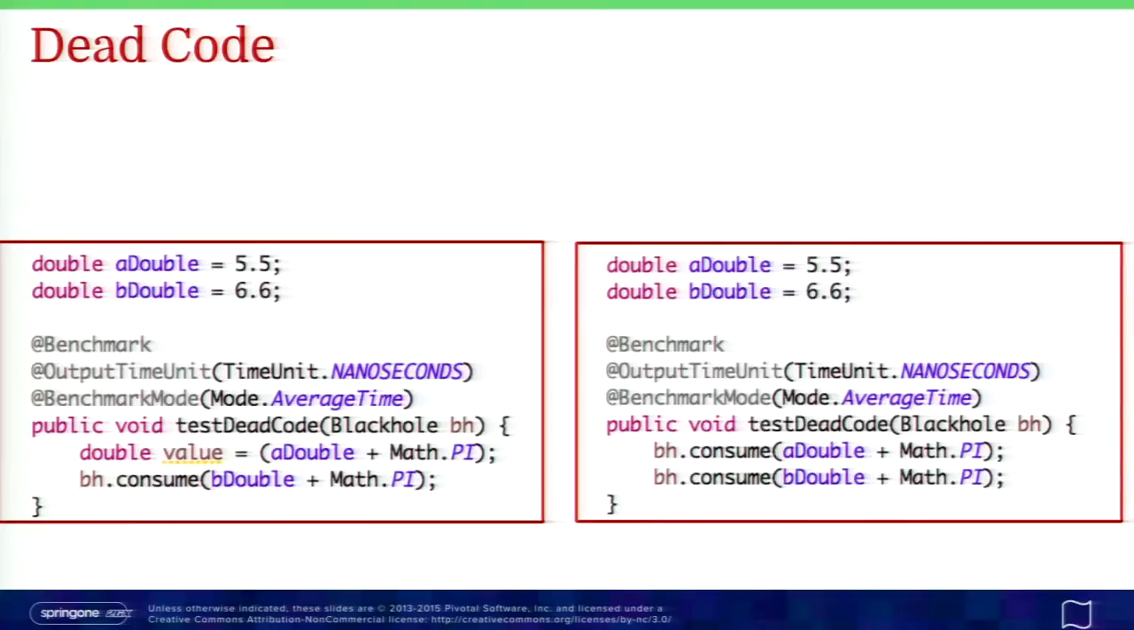One other thing I can do to test this is I can run 2 benchmarks. One where the value is not used here on the left. And on the right, I'm going to consume that aDouble plus pi value. So now I'm using the results. And what happens when I do this? Well, I see that it takes 2 nanoseconds on the left and 4 nanoseconds on the right. So that also leads me to believe that the code on the left is being optimized and the value, the aDouble plus pi, is not occurring.